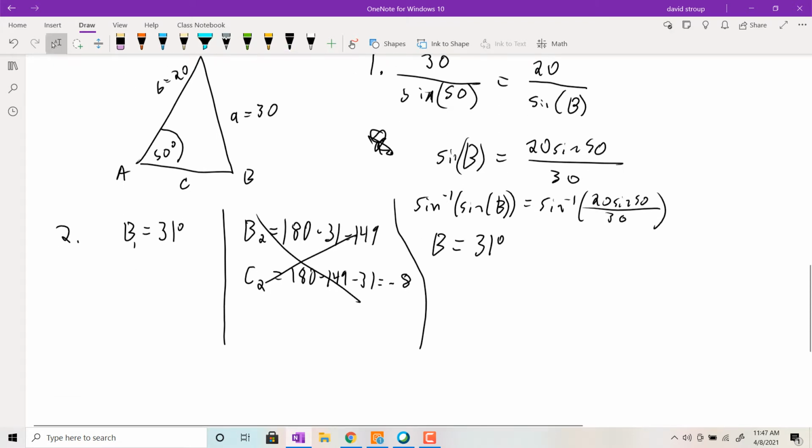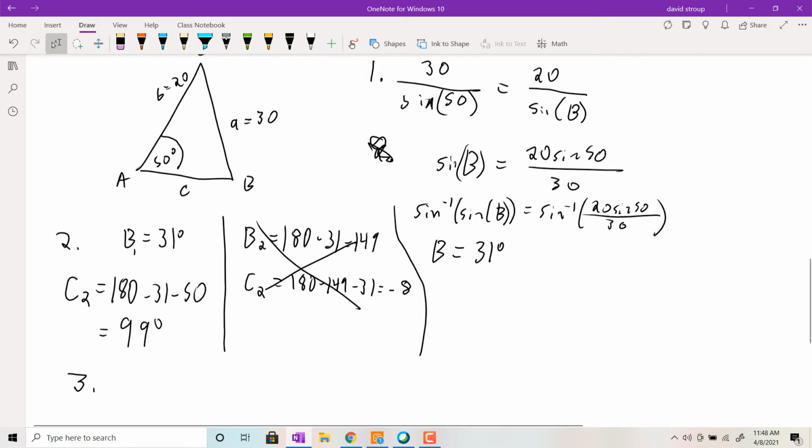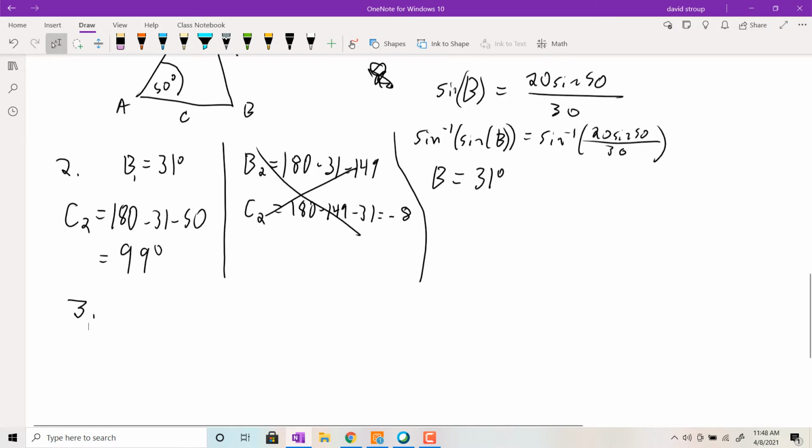Let's get that answer. Once you get B1, you get some low-hanging fruit with C. That's just 180 minus 31 minus 50. Put that in your calculator, and that should be 99 degrees. And then thirdly, you can go ahead and find whatever's missing. We have little b already, so little c is what's missing.